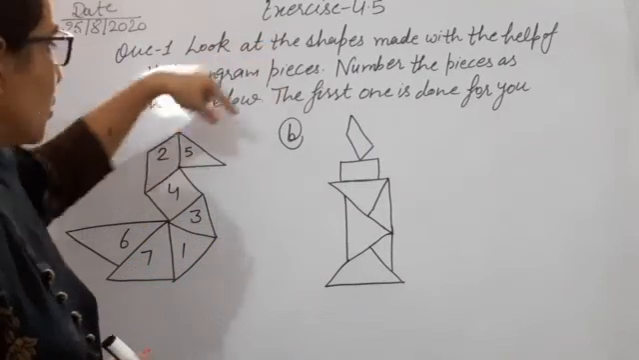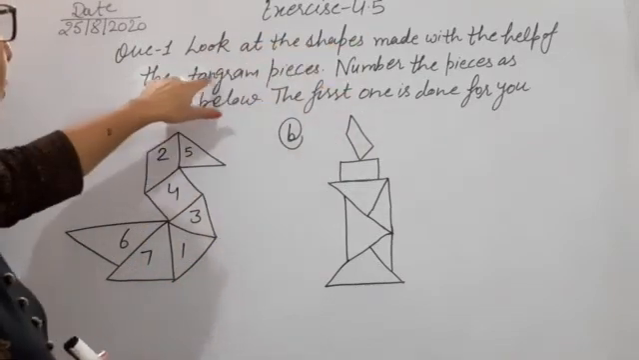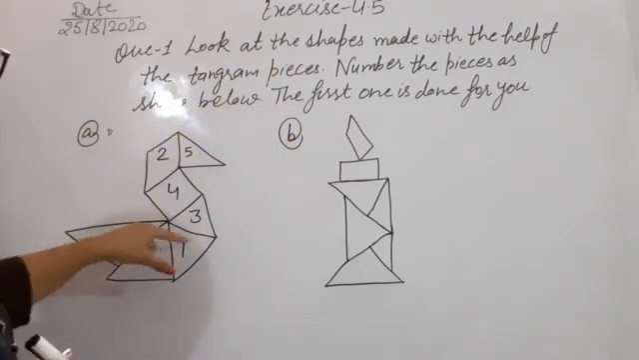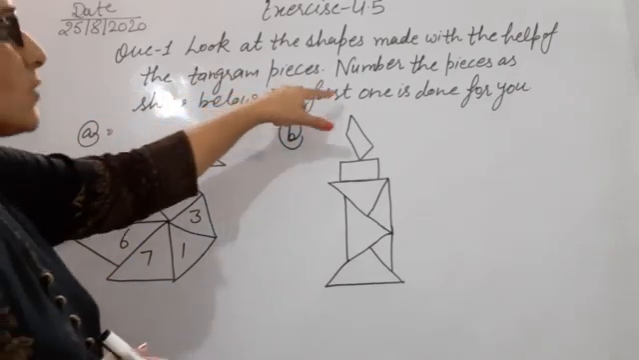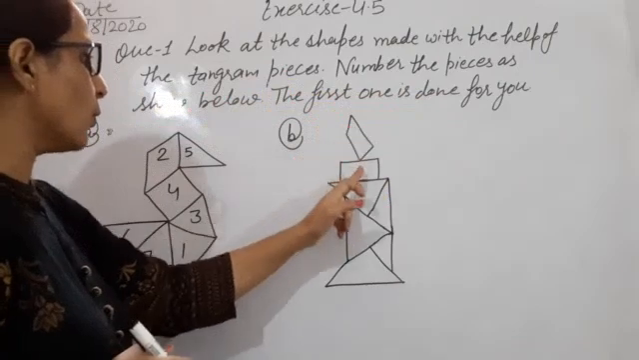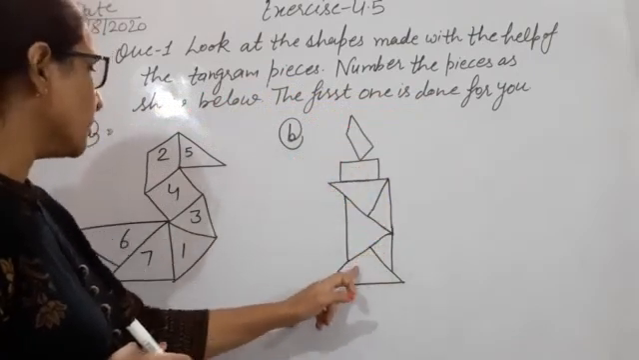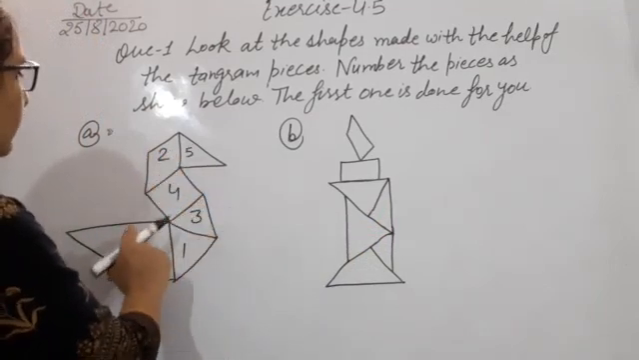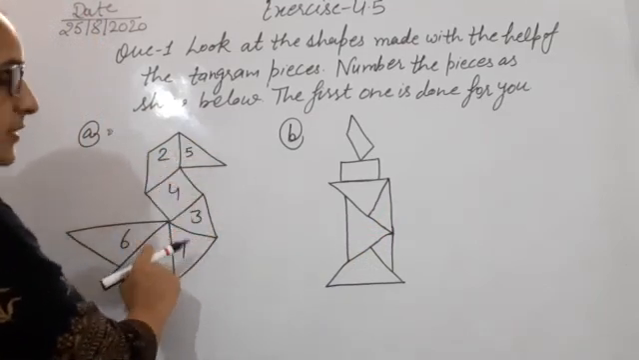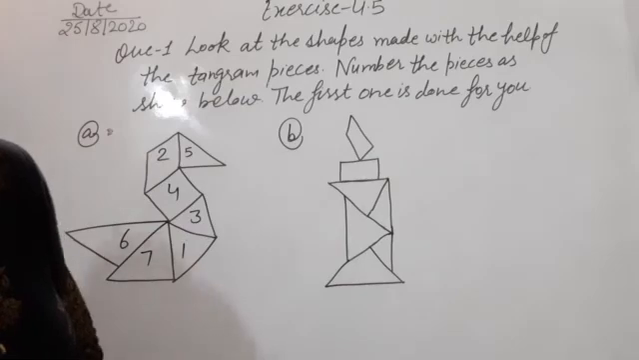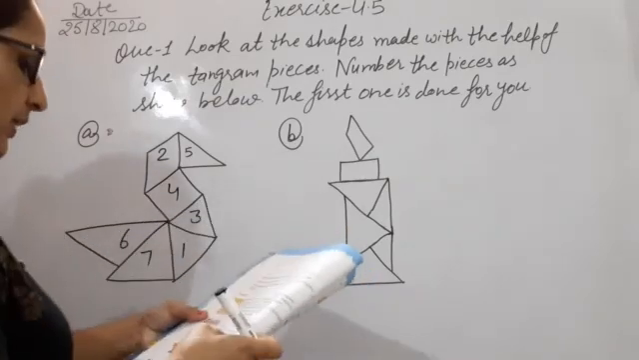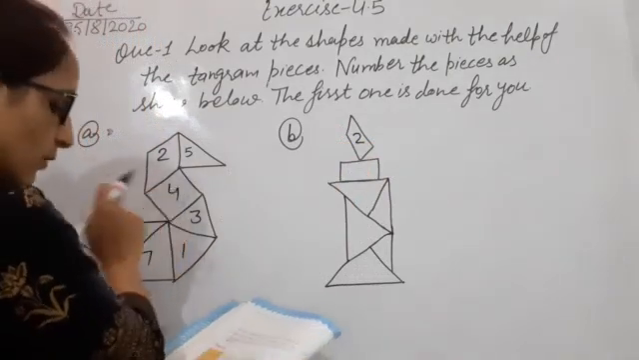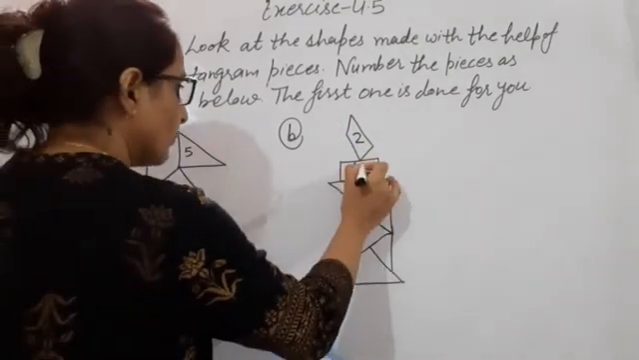Clear? Look at the shape made with the help of tangram pieces. Number the pieces as shown below. The first one is done for you. So here you only write the numbers 1, 2, 3, 4, 5, 6 and 7. In part B, first we write here the 2. Clear? After this we write here our 4.